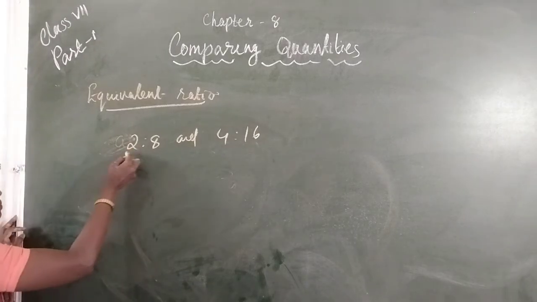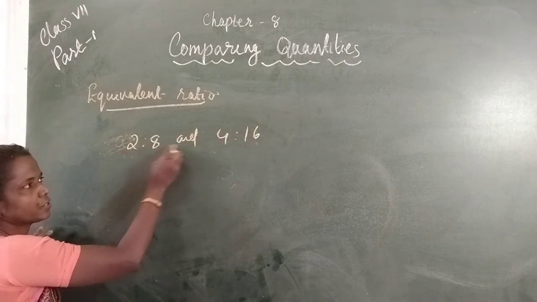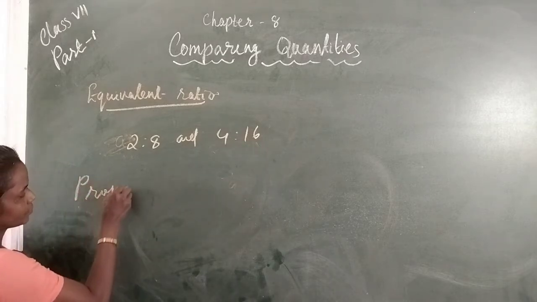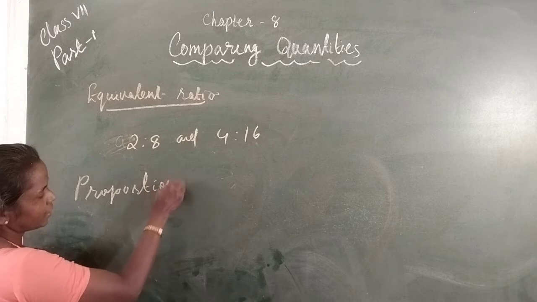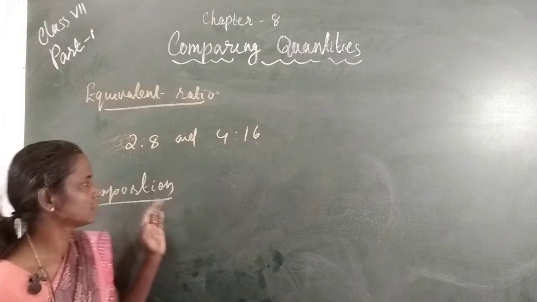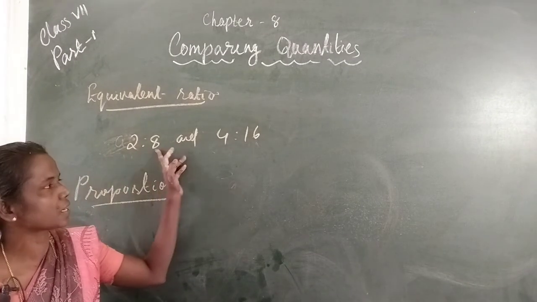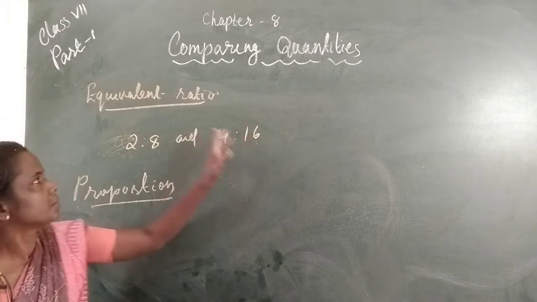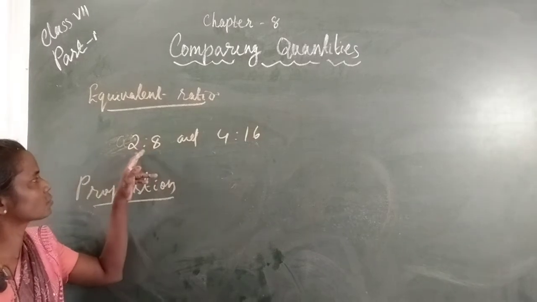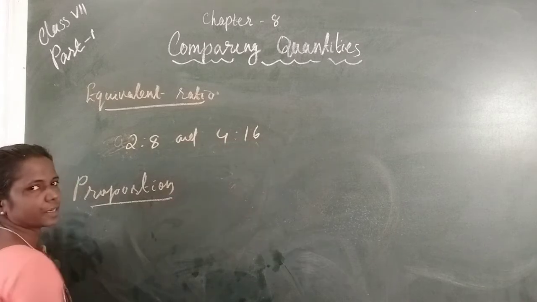These quantities 2, 8, 4 and 16 are in proportion. Then what is proportion? An equality of two ratios is known as proportion. Here these ratios are equivalent ratios. So we can say these quantities are in proportion. How many quantities? 4 quantities, 2, 8, 4 and 16, are in proportion.